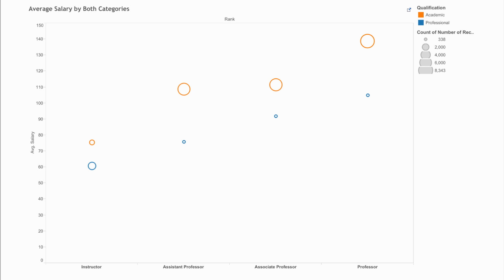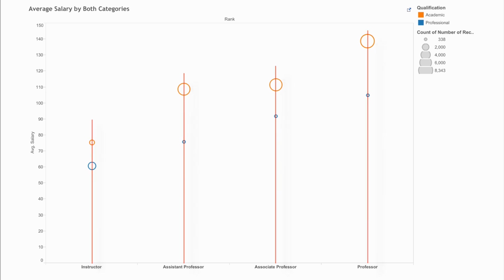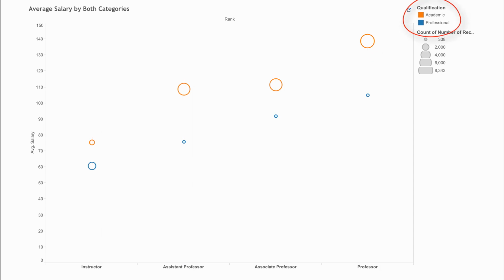If we combine both categorical variables and see how the salaries differ by rank and qualification, we observe the following. In this case, the different columns represent the ranks, and we use colors to represent the different qualifications, whereby academics are shown in orange and professionals are shown in blue. We also use the size of the circle to represent how many of our observations belong to each of these individual subcategories. So they don't tell us anything about the salary, just something about the mix of the population.